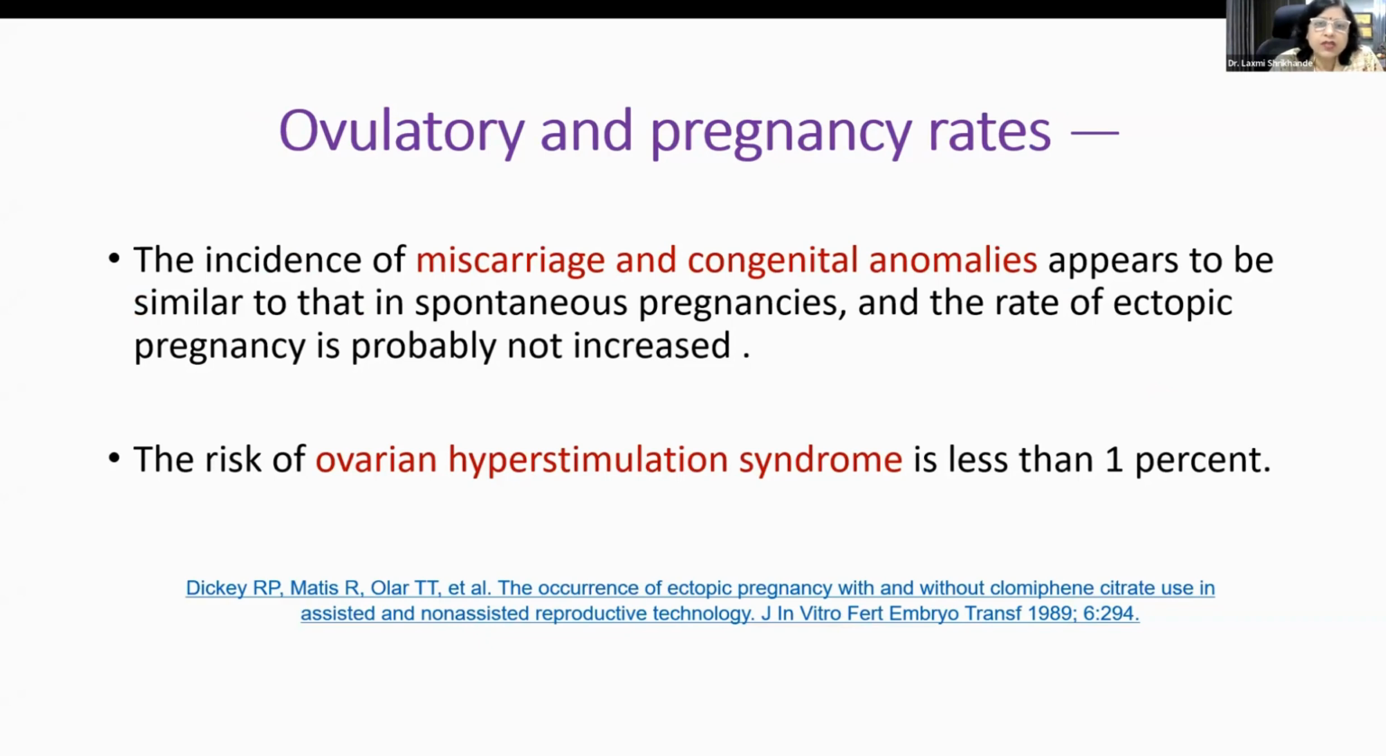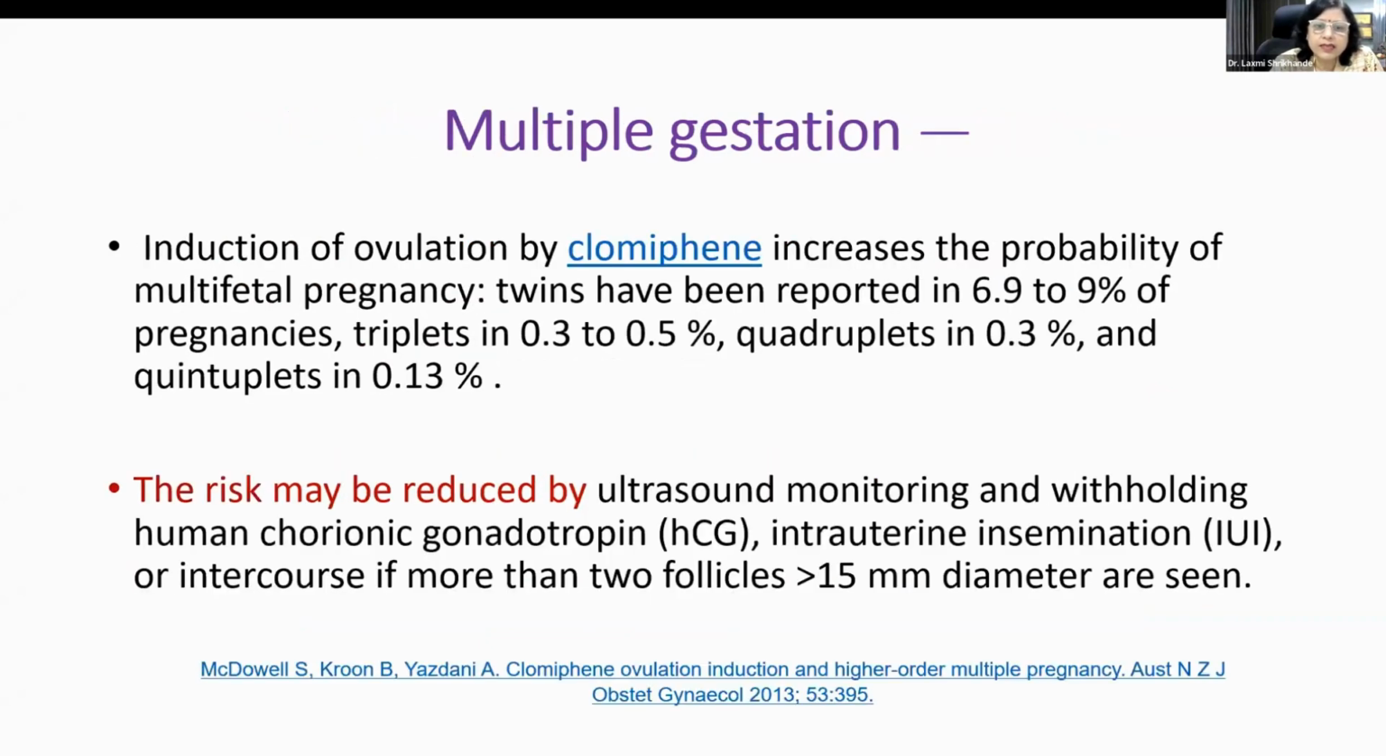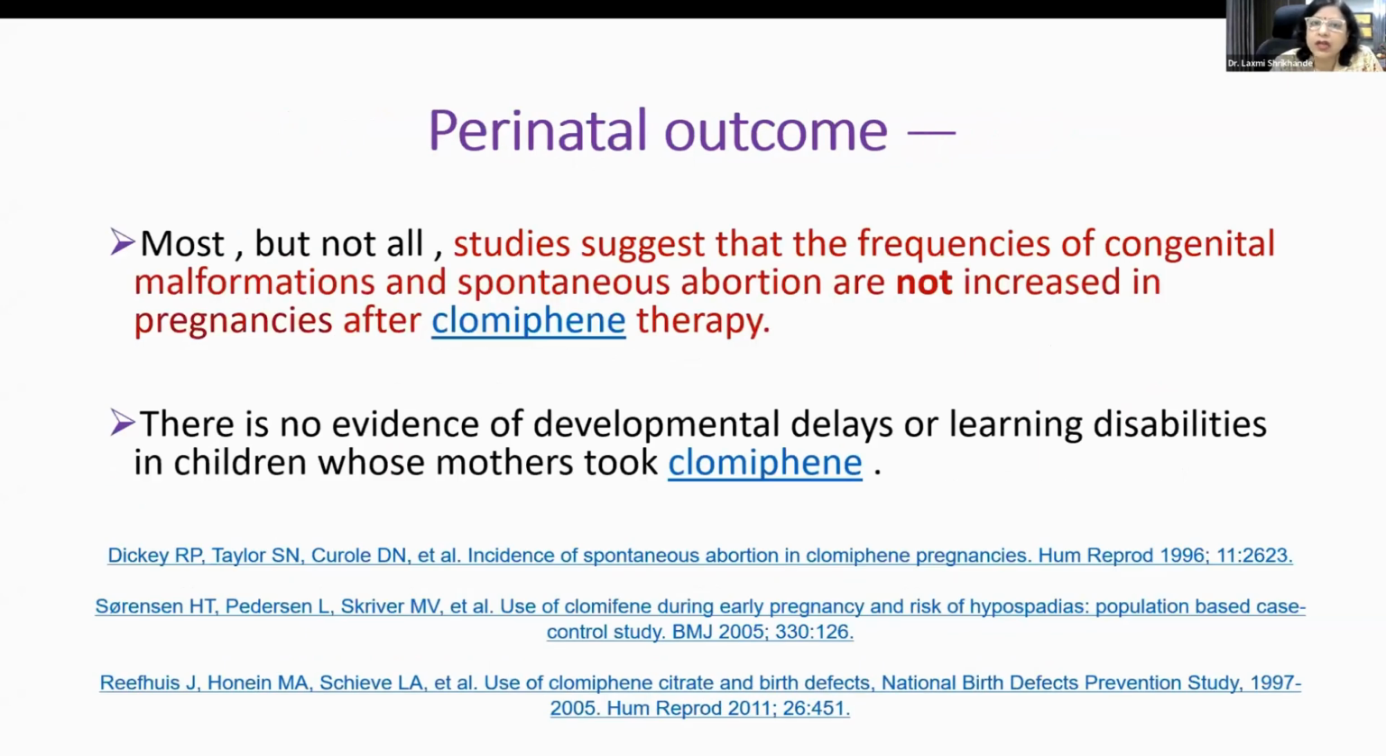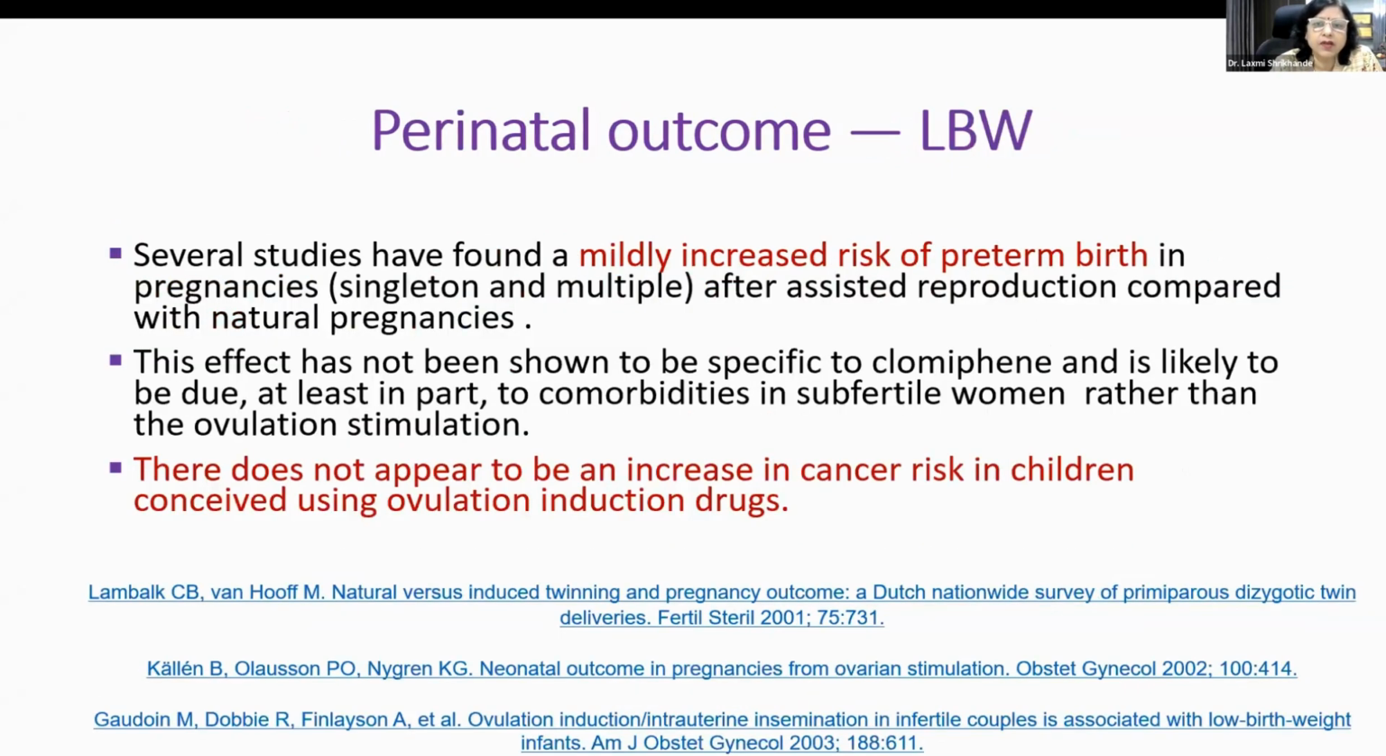The risk of OHSS with clomiphene is less than 1%. Risk of multiple gestation is very, very less, but be careful, it is not nil or zero. What about the perinatal outcome? The various studies suggest that the frequencies of congenital malformations and spontaneous abortions are not increased in pregnancies after clomiphene therapy.